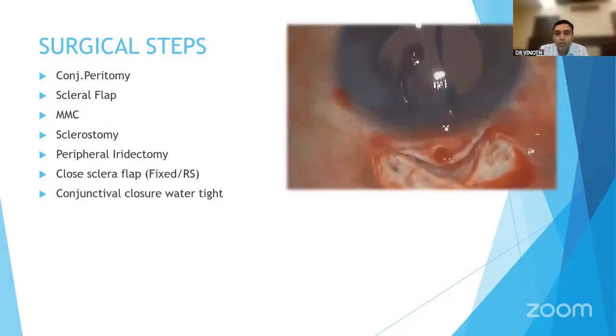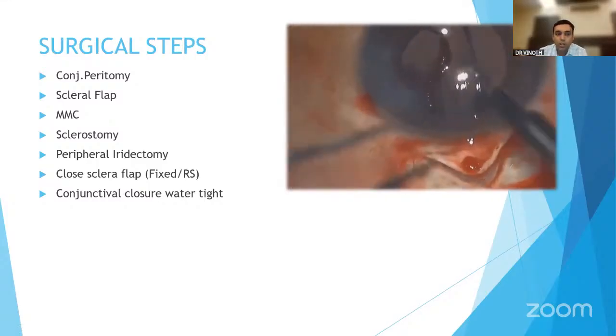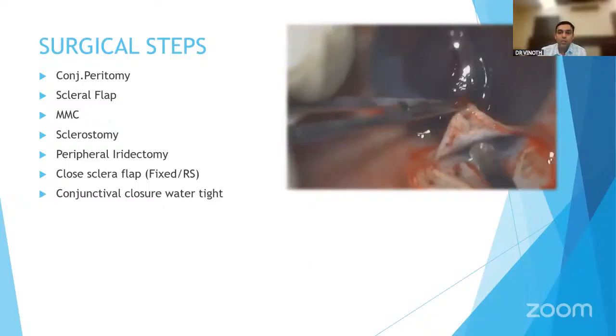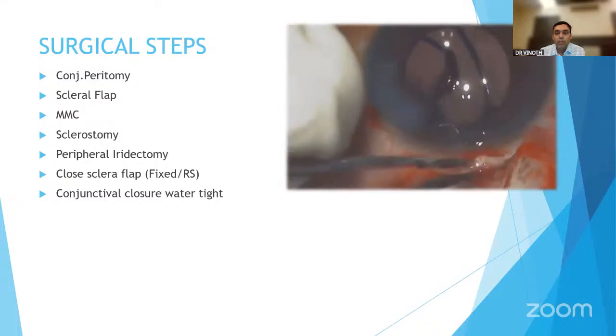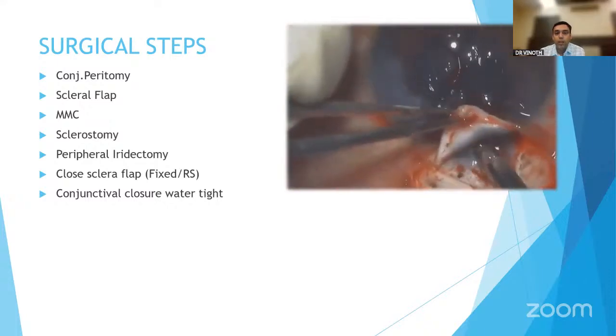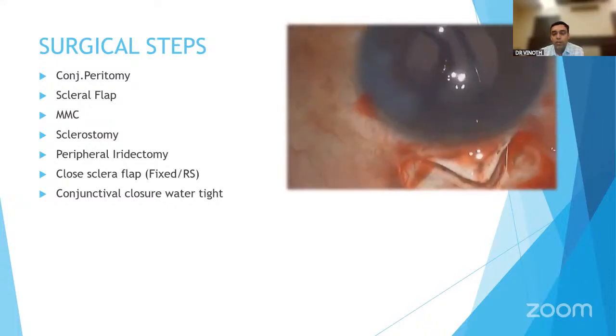MMC is usually kept for 3 minutes. Then a thorough wash of the MMC. We do a sclerostomy with a Kelly punch. And after that, the most important thing, a peripheral iridectomy, has to be done. Always make sure that the iris is not caught in the punch, because it might block the flow.